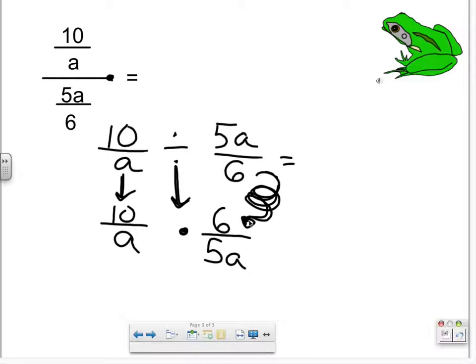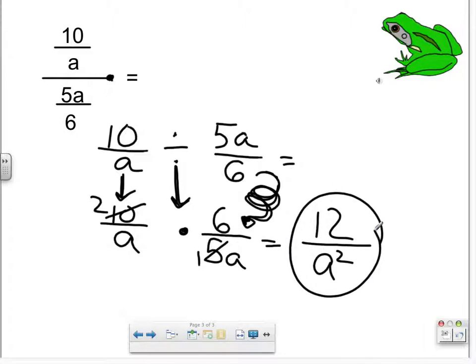Now you've got a problem like you had on the last page. I'm looking for any common factors. So I see there's no variables in the top and the bottom that are going to cancel, but there is a factor of 5. I could prime factorize it, but if you can see it without prime factorizing, that's okay too. The 5 will become a 1, the 10 will become a 2 because I've divided a 5 out. Then all that's left is 2 times 6, which is 12, and a times a, which is a squared, and that's my final answer. And that is multiplying and dividing algebraic fractions. Good luck.